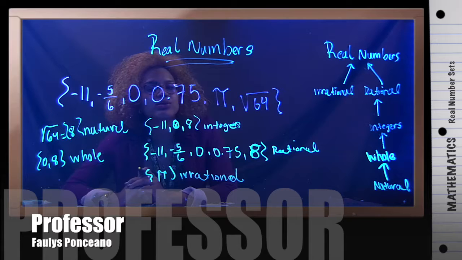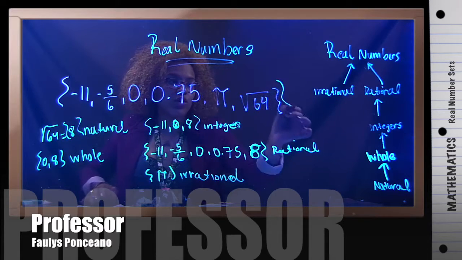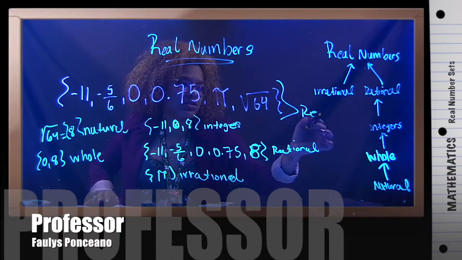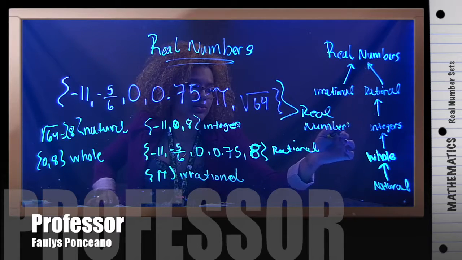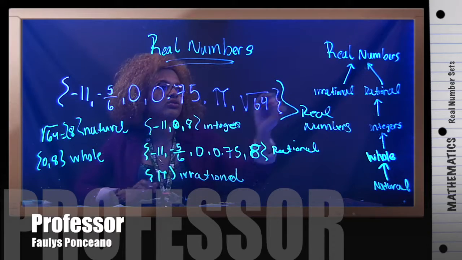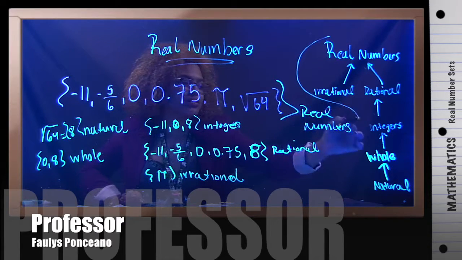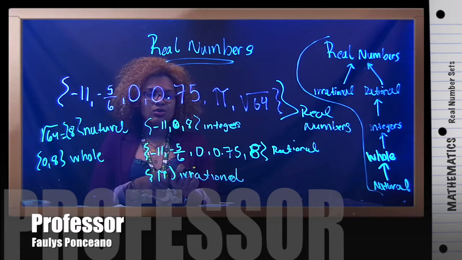So if I were to say, give me a list of the real numbers, you will be giving me the original question. So all of this are real numbers. All numbers. So that's how you categorize those. Make sure you know the breakdown and what goes for each category. And those are your final answers.